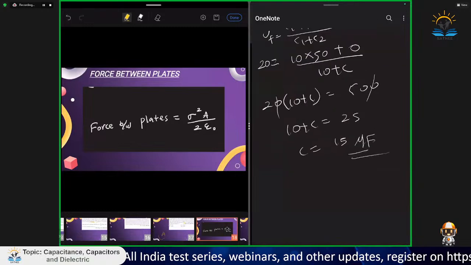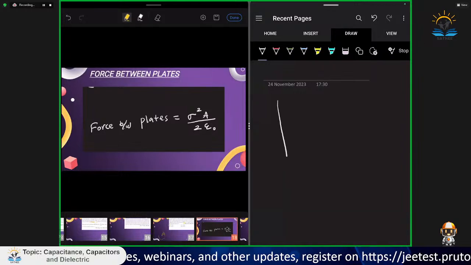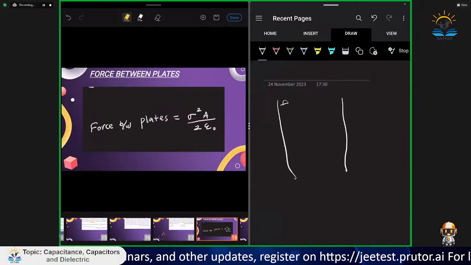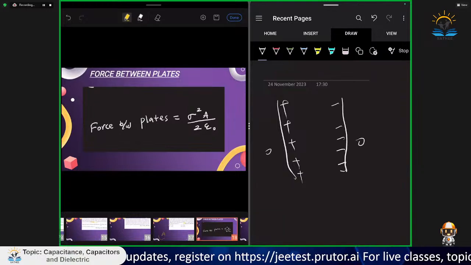Next, again a very simple topic: force between the plates. Plus, minus. They will distribute, 0, 0.